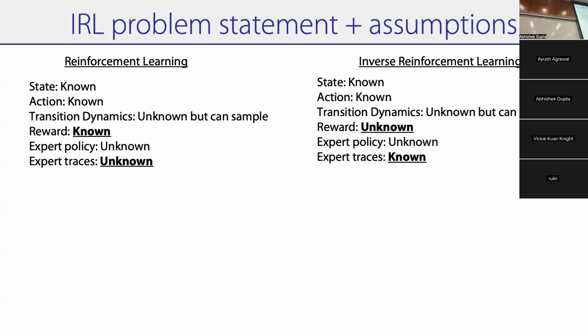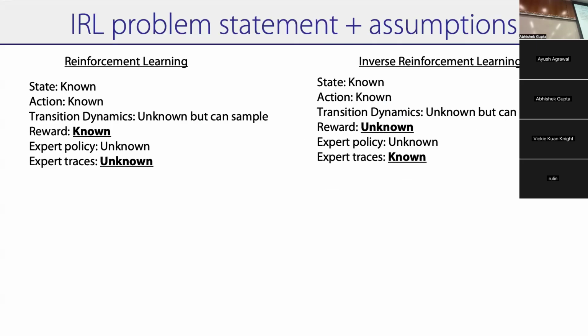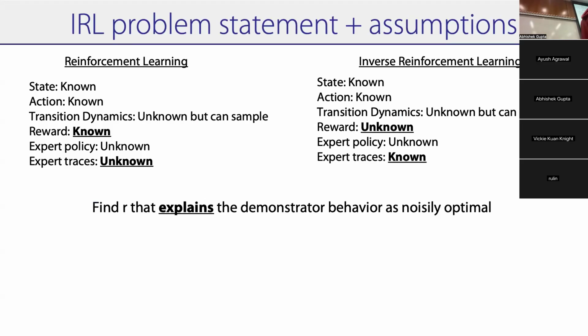In inverse RL, you know the state and action, you don't know the transition dynamics, but you can sample from it. You don't know the expert policy, but you also don't know the reward, but you do know traces from the expert, right? So the difference between these is mainly this guy and this guy. One of them the reward is known, one of them the reward is unknown, and in one the expert traces are unknown, and in the other the expert traces are known. And what you're trying to do is find a reward function R that best explains the demonstrator behavior under the assumption of noisy optimality. When I say noisy optimality, I mean close to optimal.